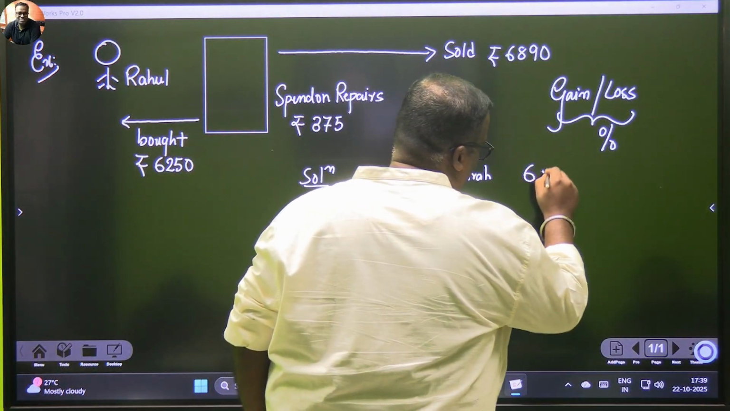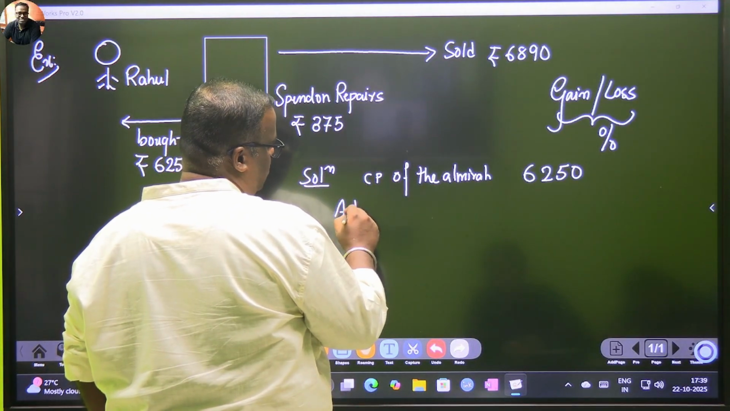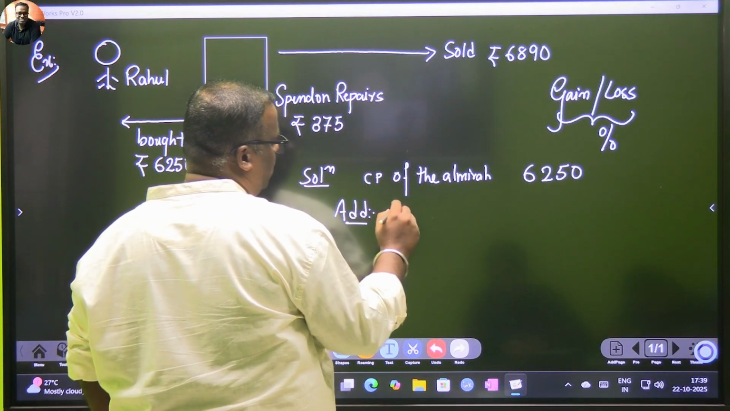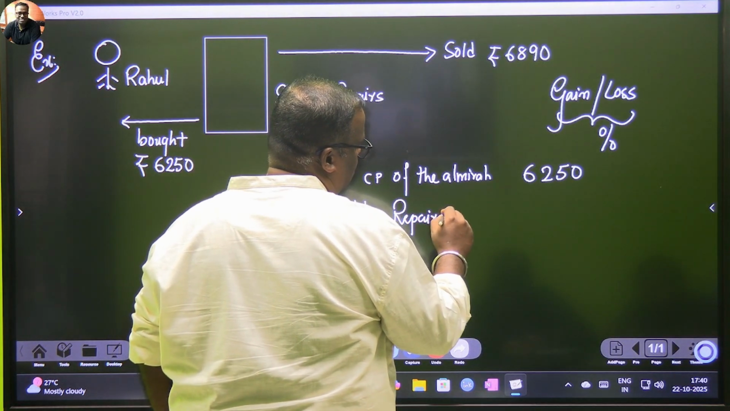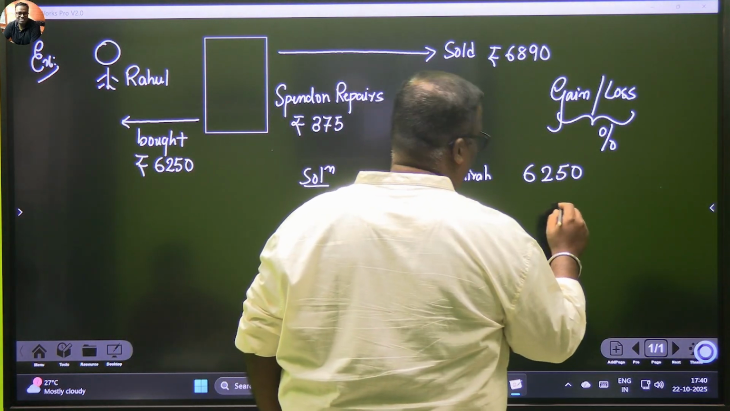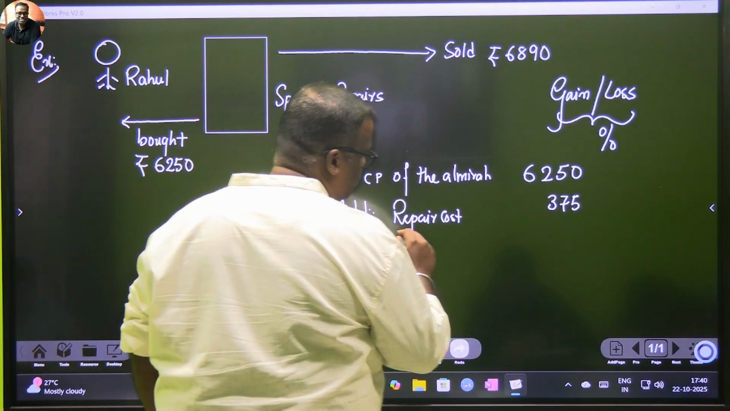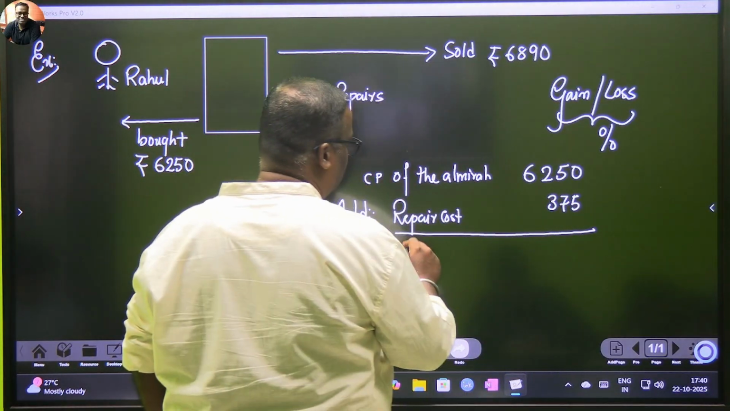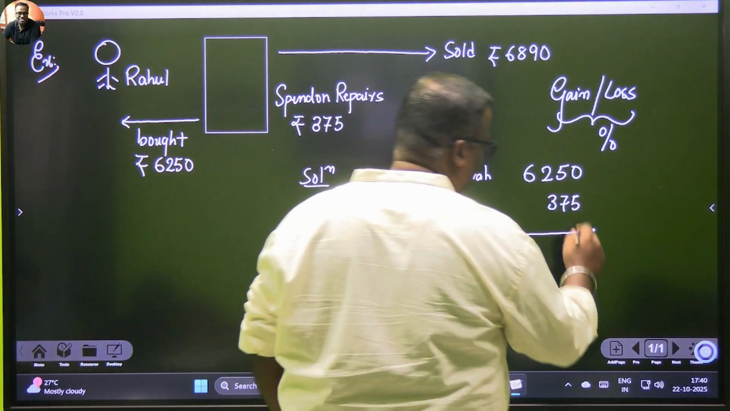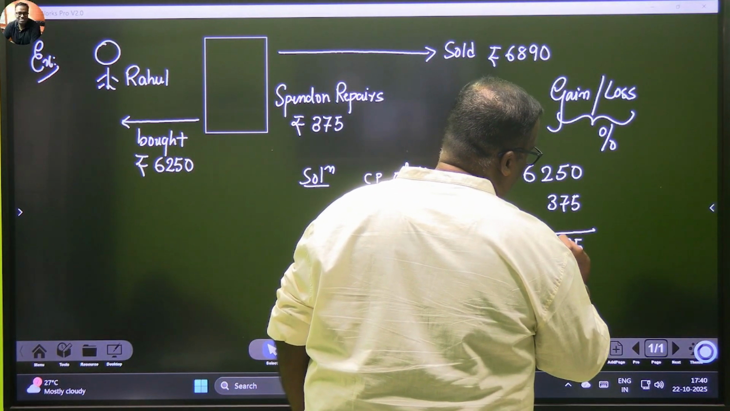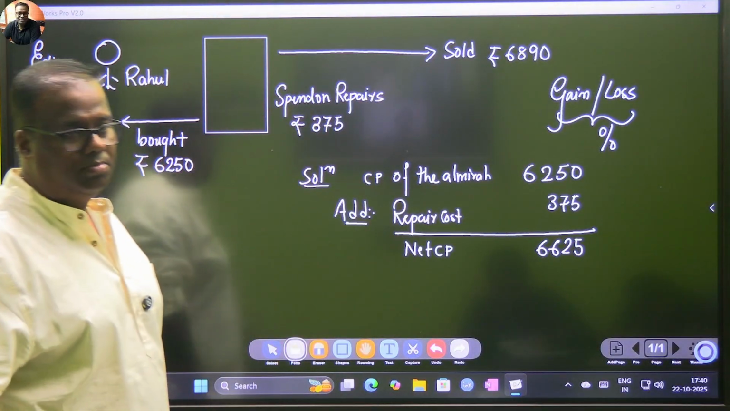6250. Okay, 6250. And then the stylish way to do this problem is we write add. What are you going to add? Repair cost. How much is the repair cost? 375, right below it. If you add these two, what you get is the net cost price. What is the net cost price? You add this: 5, 12, 2, 1 and 2, 3 and 3, 6, 6625. Have you seen it? 6625.